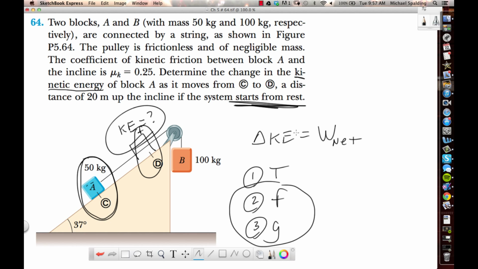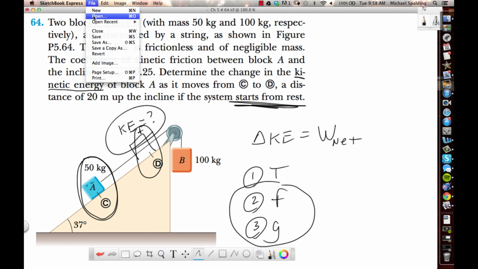Now, to find the work done by tension, you have to figure out what tension is equal to, right? You got to figure it out. So you could do that Chapter 4 style, sum the forces, do a free body diagram, figure out what the tension is in the cable, and then once you know what the tension is, you can find the work done. So here's what I did. Let me show you how I solved this.